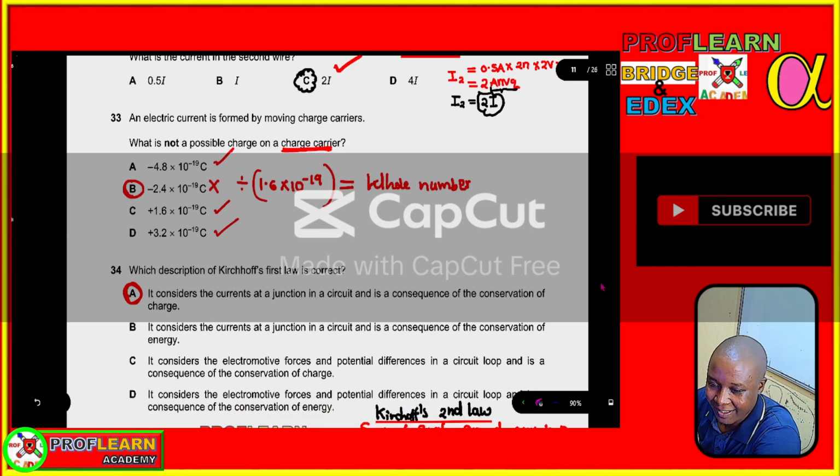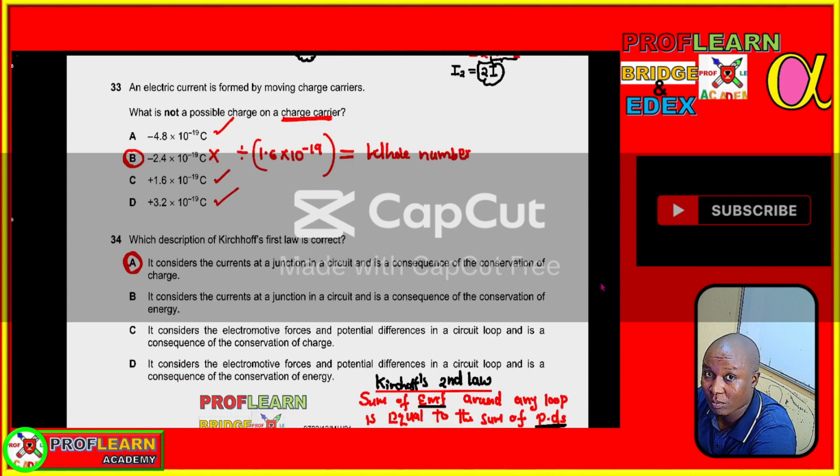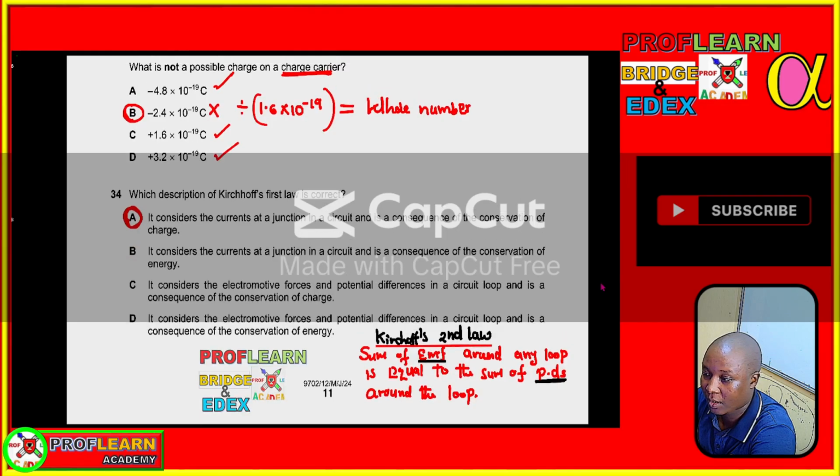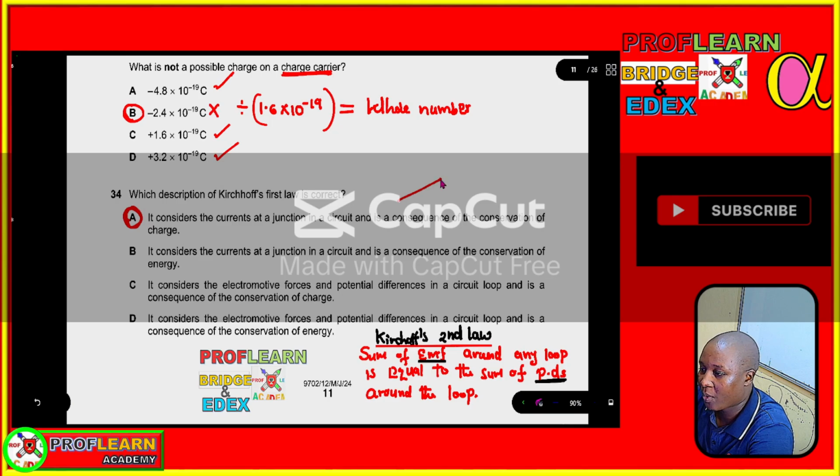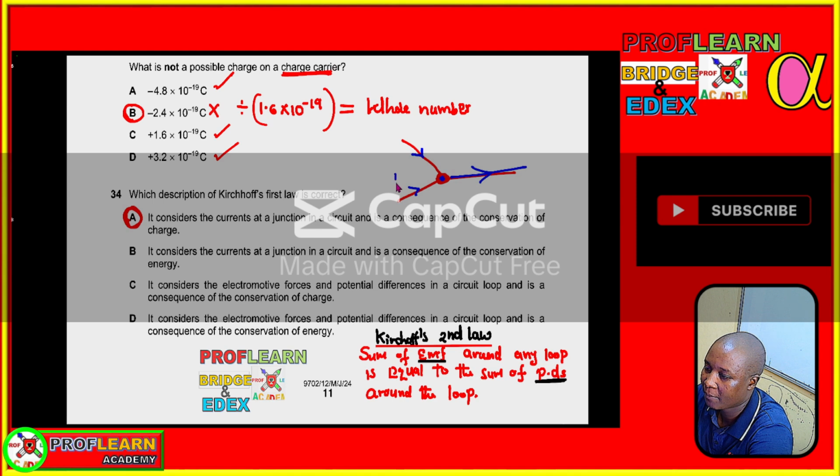Okay, which description of Kirchhoff's first law is correct? How does Kirchhoff's first law state? Remember, Kirchhoff's first law states that if you have a junction with 2 wires meeting there, and a wire going out that way, the current flowing into the junction should be equal to the current going out of the junction. So if you have 1 ampere here and 3 amperes here, this must be 4 amperes, because there is conservation of charge as far as Kirchhoff's first law is concerned.